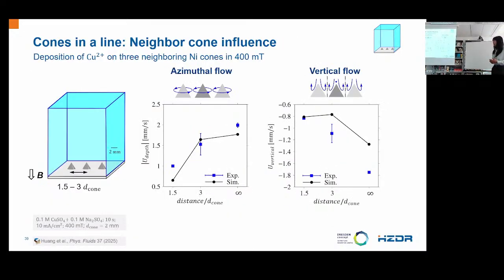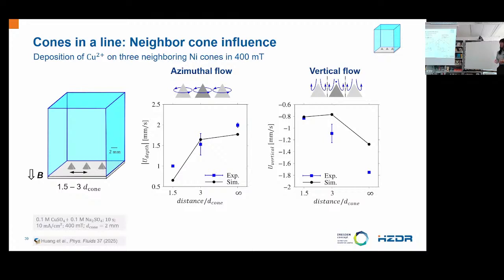And Lucas also constructed 3 cones arranged in a line in the experiment, where he modified the distance between the neighbor cones to study the possible neighbor influence. Because if we think of a material surface that consists of a lot of micro and nano cones, then the neighbor cones could actually interact with each other. So in the middle, you'll see the characteristic azimuthal flow velocity caused by the Lorentz force as a function of the cone distance. If we look at the horizontal axis, this infinity sign represents the case with only one single cone. From right to left, the cone distance decreases from 3 times the cone diameter to 1.5 times the cone diameter.